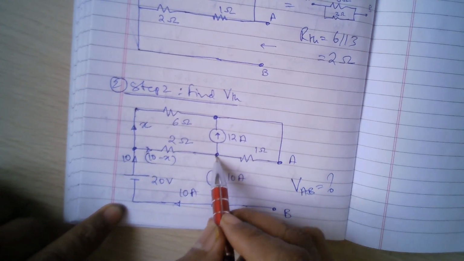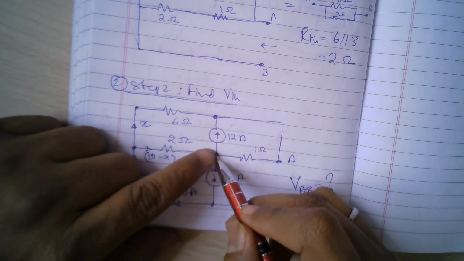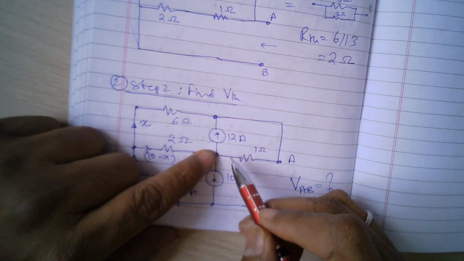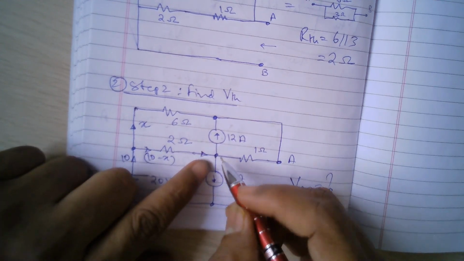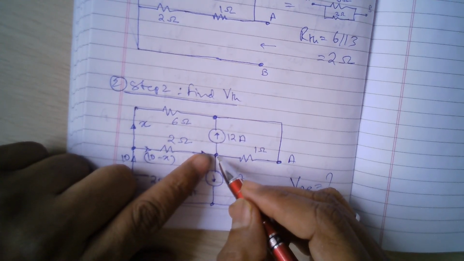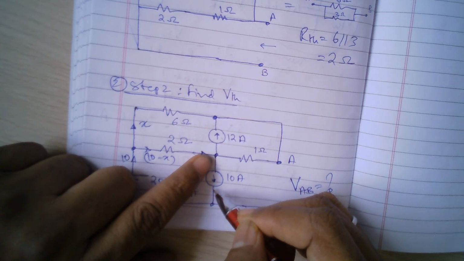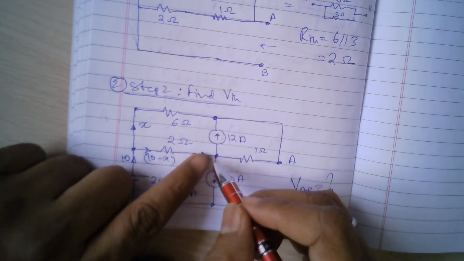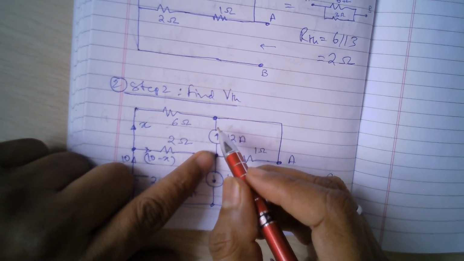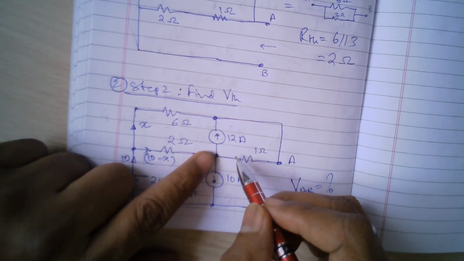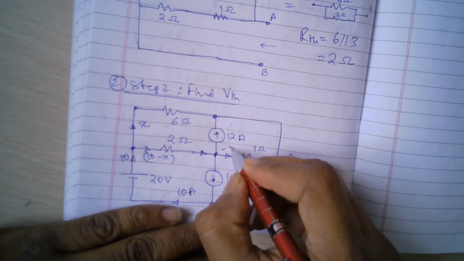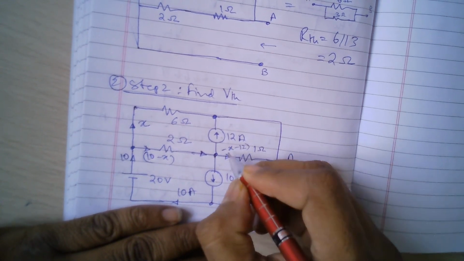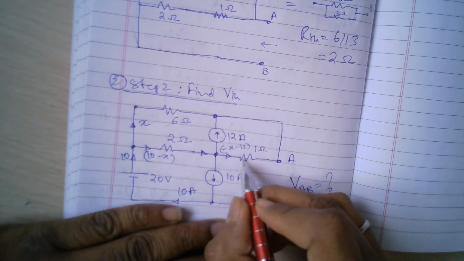Now after coming to this point, what will be the current here? See, here 10 minus X is coming. From that again 10 is going down. So only minus X remains. But 12 is going that side. So minus X minus 12. Okay, so that will be the current here. So that is the current going this side.